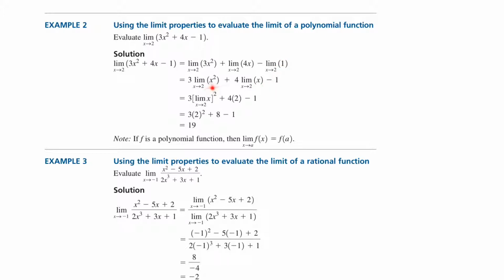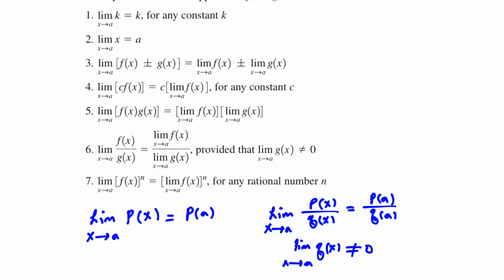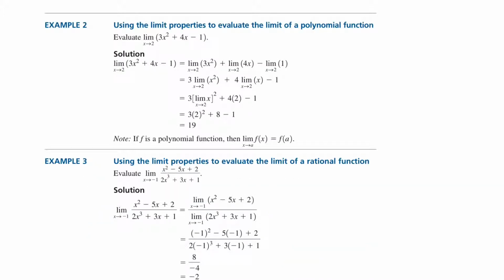By property number 7, the limit of x² as x approaches 2 is the limit of x to the power of 2 as x approaches 2. The limit of x as x approaches 2 is 2. Putting all these together, we see the limit of 3x² plus 4x minus 1 as x approaches 2 is 19. It's a polynomial, and for polynomials, we know the limit of f of x as x approaches a and f of a are the same.